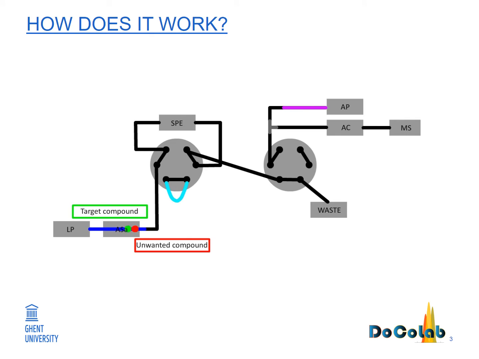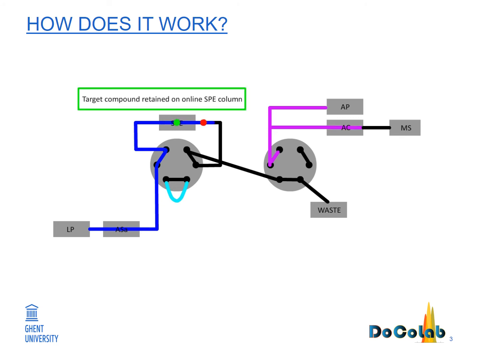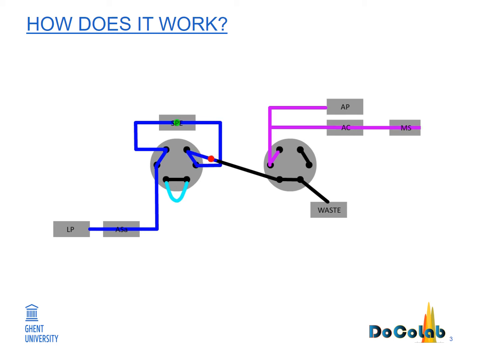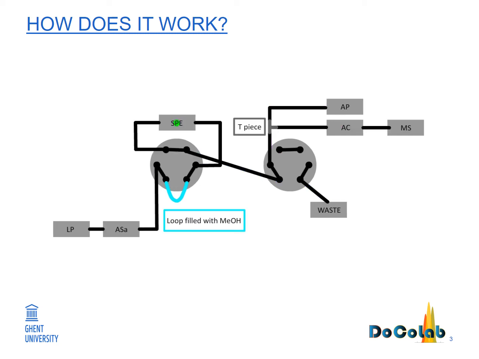In a first step, the samples will be loaded onto the SPE column. Our target compound will be retained on the SPE column, and the unwanted compounds will flow to the waste. In a second step, the valves switch. Now you can see that the loop is included in our flow path.